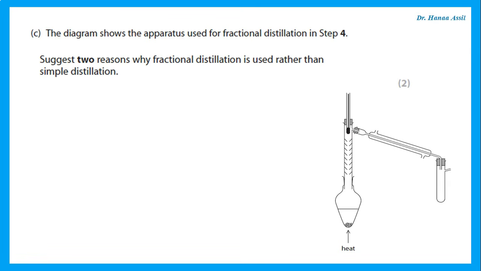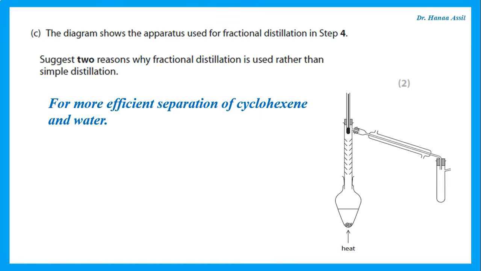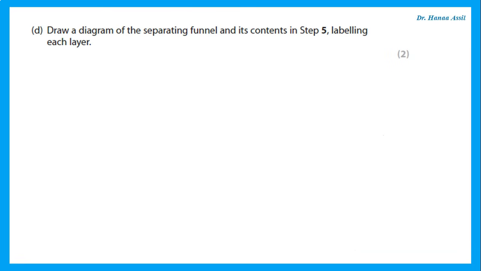The diagram shows the apparatus used for fractional distillation. Suggest two reasons why fractional distillation is used rather than simple distillation. We're trying to separate what? We're trying to separate the cyclohexene and the water, so we have more efficient separation of the cyclohexene and the water. Draw a diagram of the separating funnel and its contents. You remember the separating funnel is used to separate two liquids that are not miscible with each other.